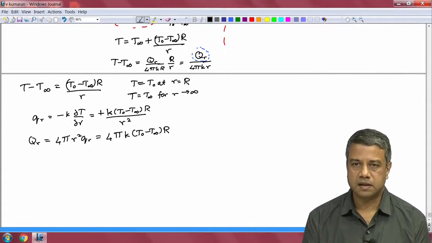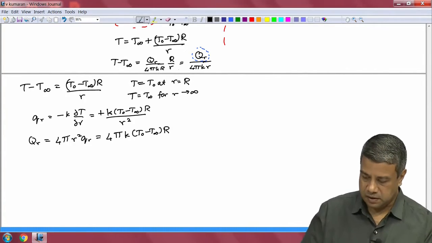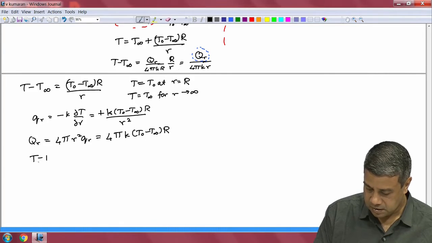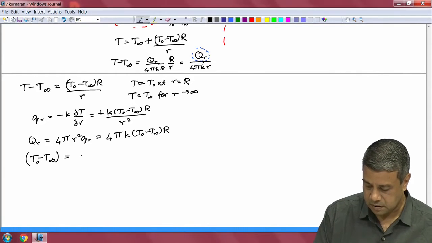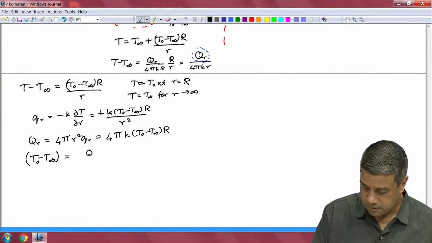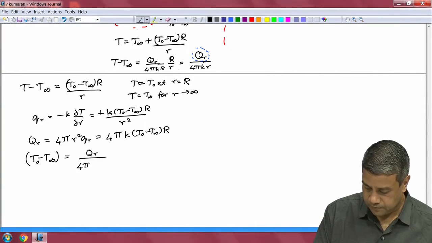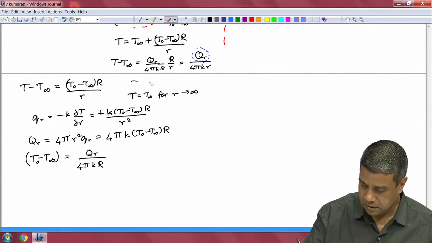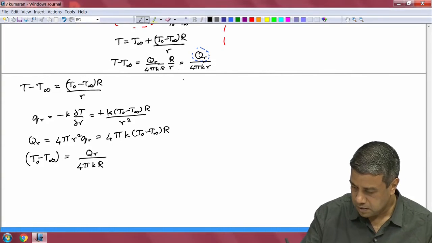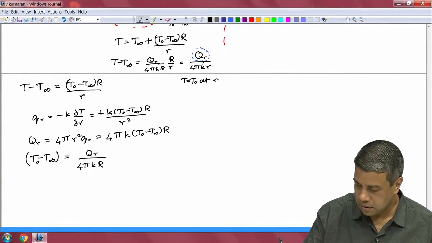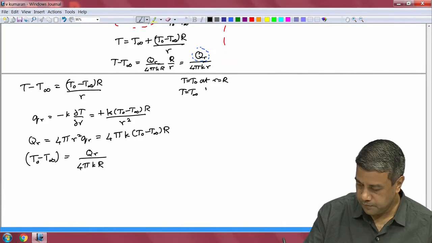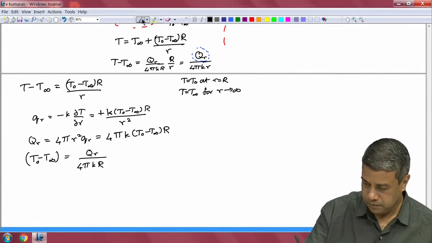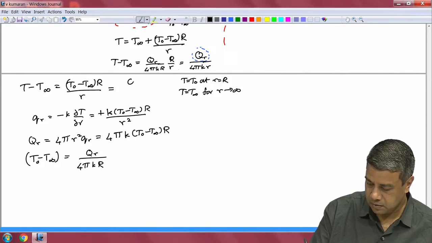And from this I can relate the temperature difference to the total heat transfer rate. I can relate the temperature difference T minus T infinity between the surface and the ambient to Q, and if I substitute that in here, I will get Q by 4 pi k r.